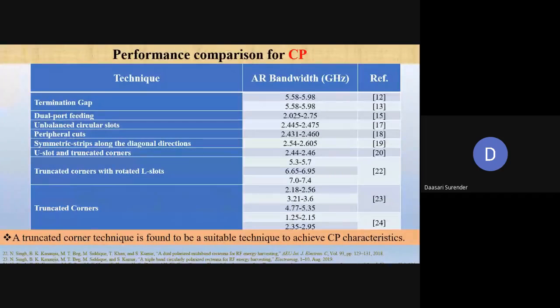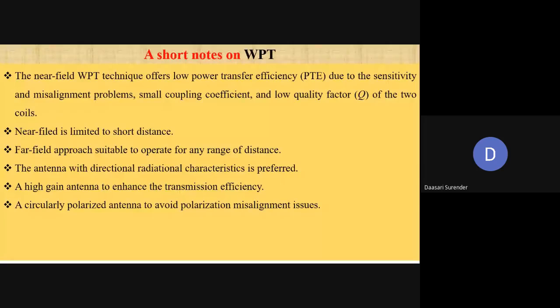And this is the performance comparison of various techniques for circular polarization. In this, the truncated corner approach is found to be a suitable technique for getting circular polarization. And this is a short note on wireless power transmission.